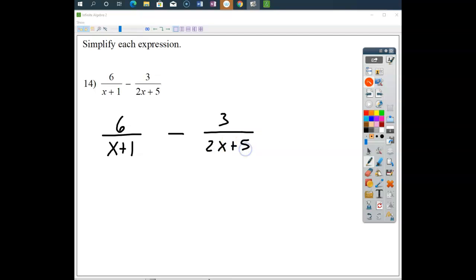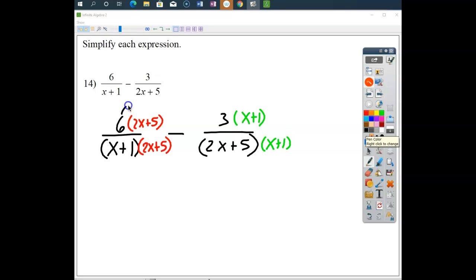But we are going to move on to the second step, which is to multiply to match. So I'm going to multiply the left side by 2x plus 5. And then I'm going to multiply the right side by x plus 1. So that's the end of step 2. Step 3 is to simplify the numerators. So we're going to multiply into the parentheses first.